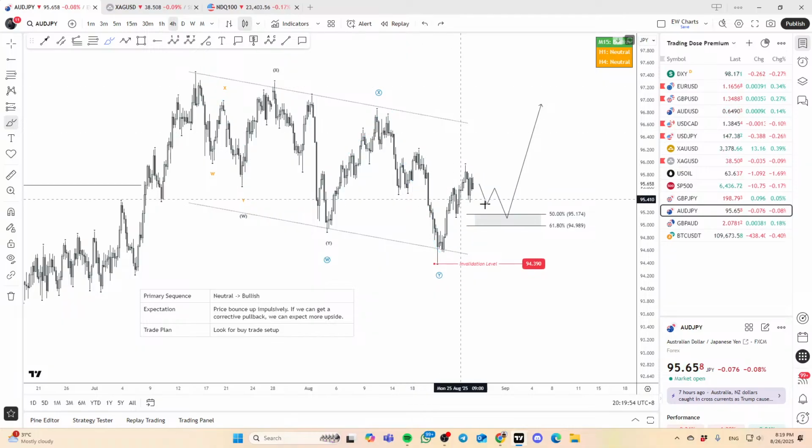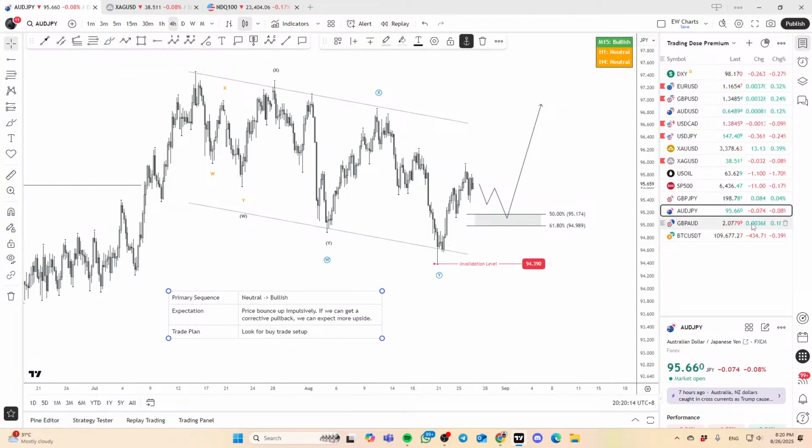Okay, so key areas to look out for in terms of the Aussie yen would be the 95.15 to 95 area. That would definitely be a point of interest, a key area that you can look for to buy, as a trade setup or entry. Okay, so bullish bias on this.